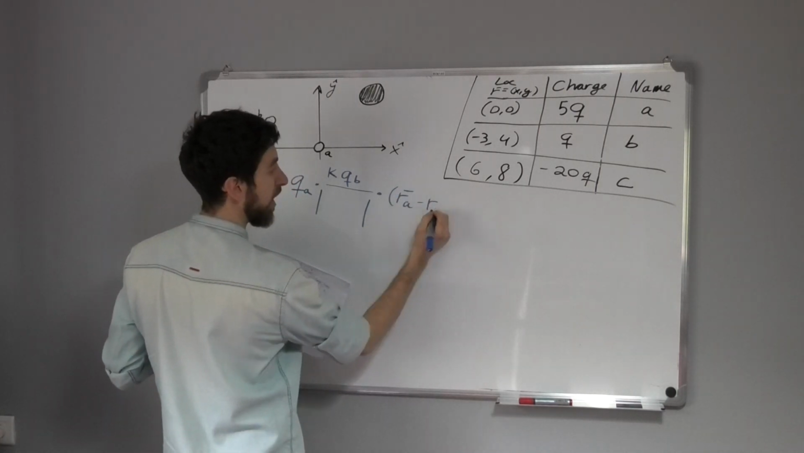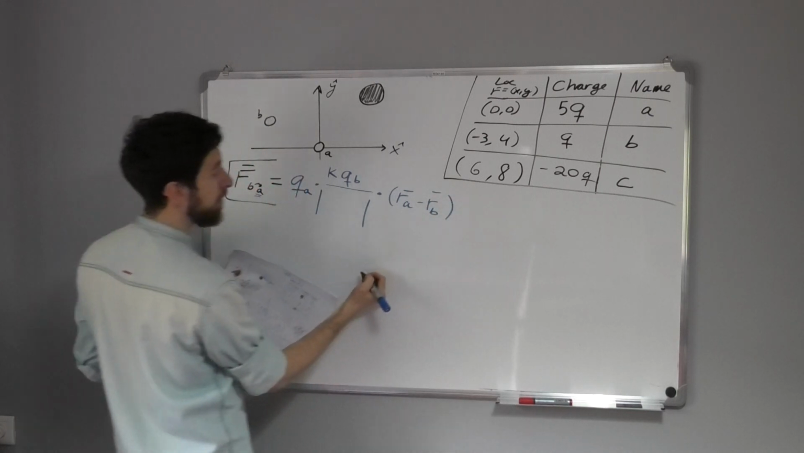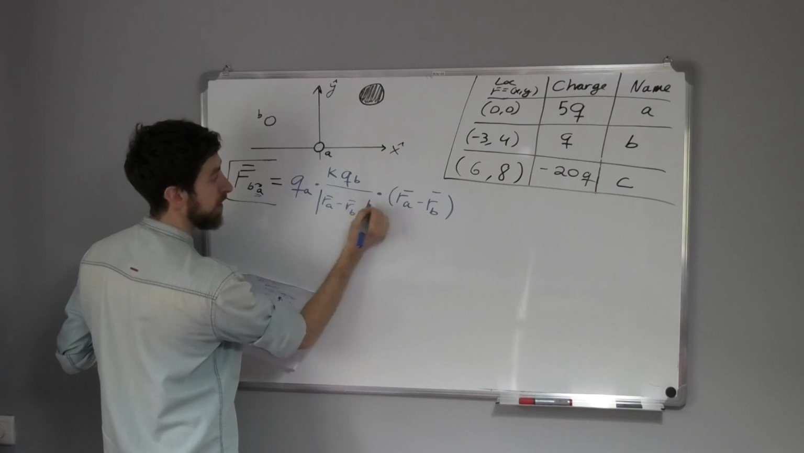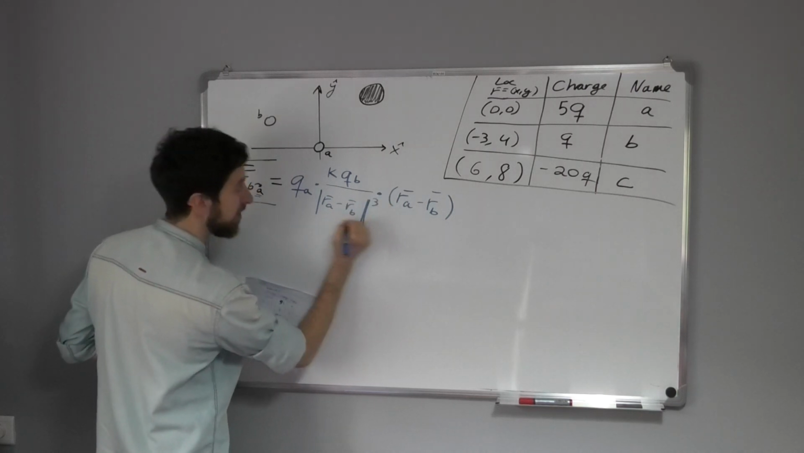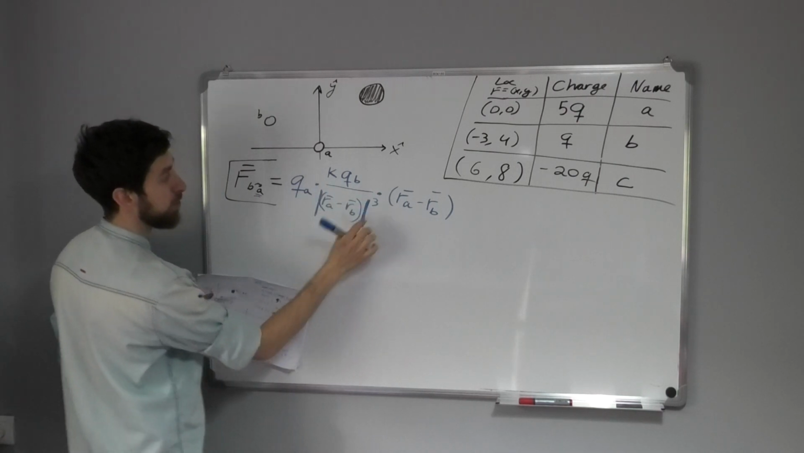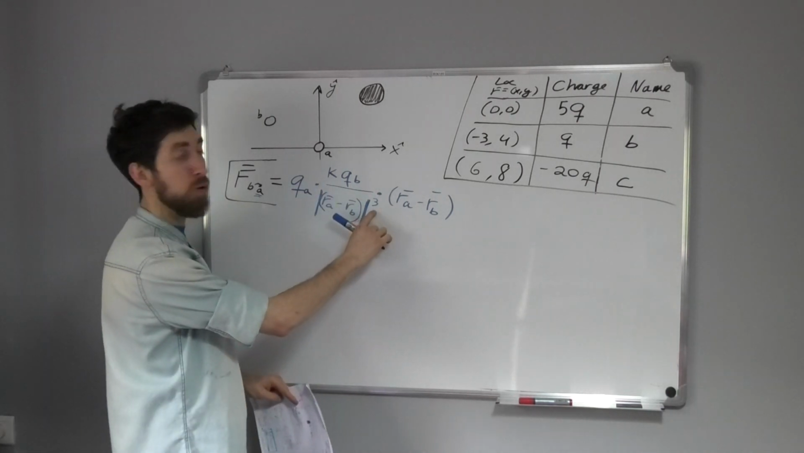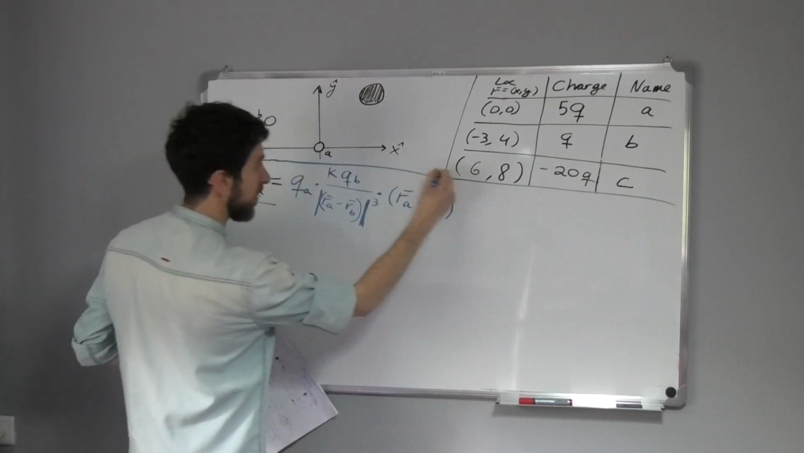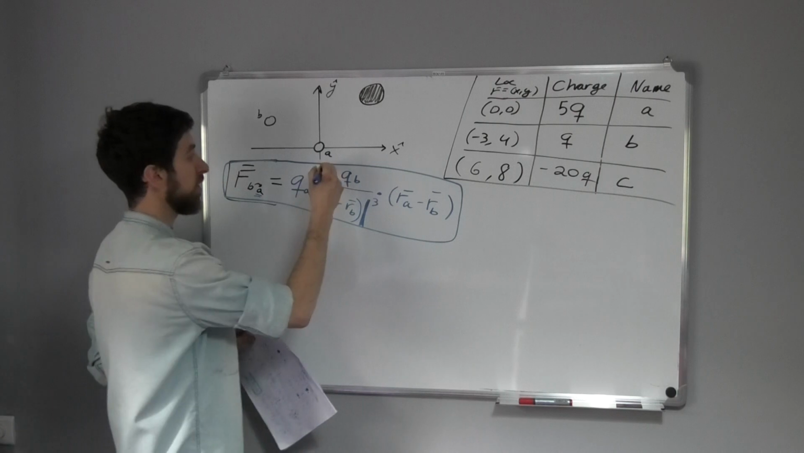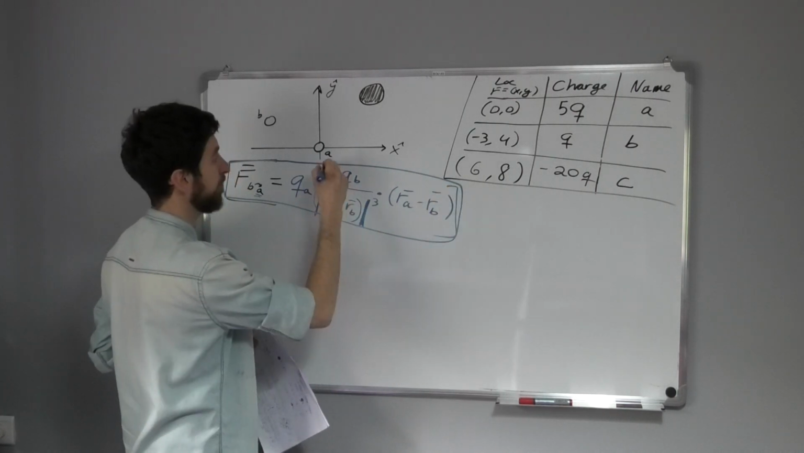RA, the location of A, minus the location of B, and here's the same, the location of A minus the location of B, but its magnitude, you see it? It's the magnitude of this vector, and also take this magnitude to the power of 3. So this is the equation, and this is a really important equation. You're going to use it all the time. Okay?